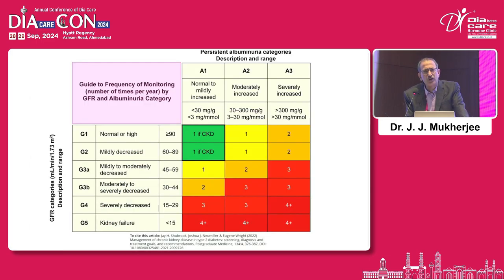How frequently you have to do it, it's impossible to remember. This is available in the KDIGO guidelines, a free download. Get it, just paste it in your clinic. If your GFR is normal, you just do it once a year. But if the eGFR is going down or the ACR is going up, you should be doing creatinine and ACR 3 to 4 times in the year.